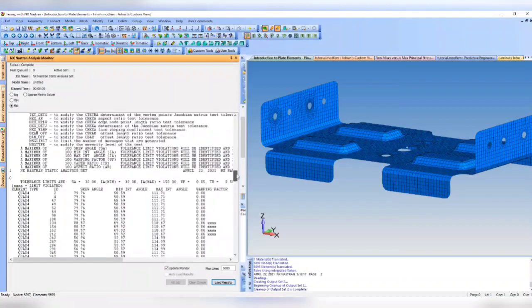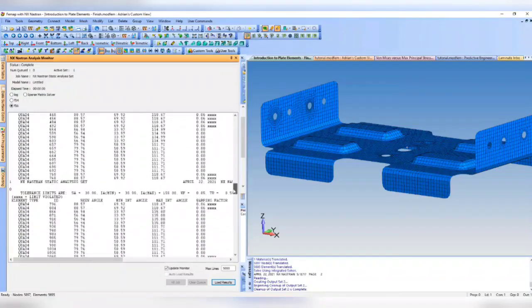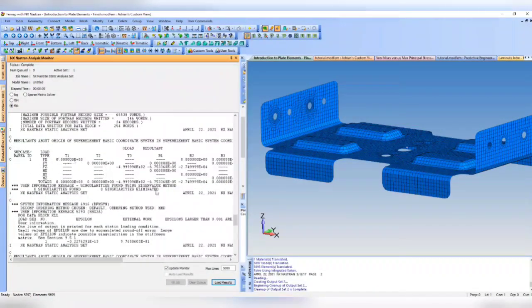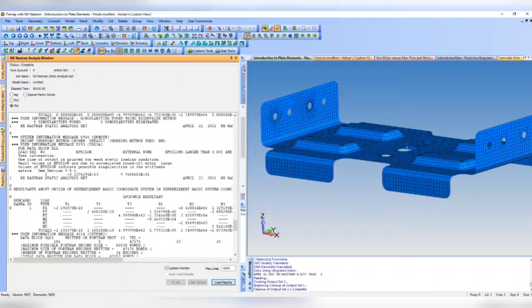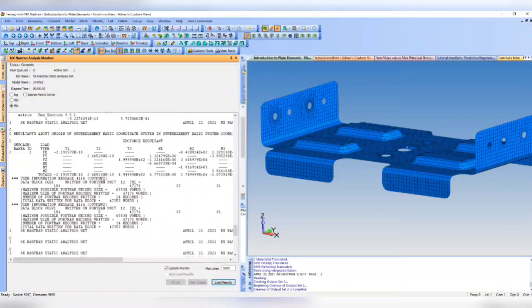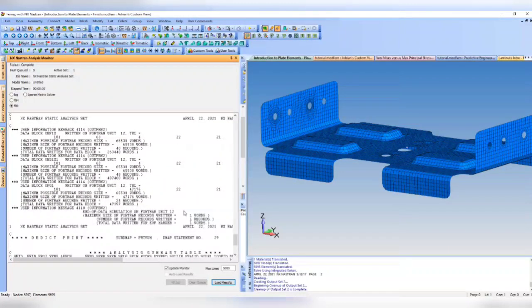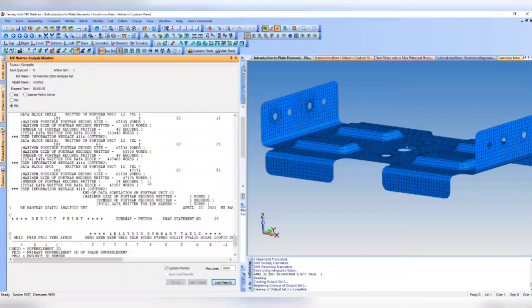Obviously, I'm not going to go through all this stuff, but I know it ran because it's giving me an applied load and SPC forces, and I don't see any fatals. If you see a fatal message, then that means your Nastran deck had some issues.